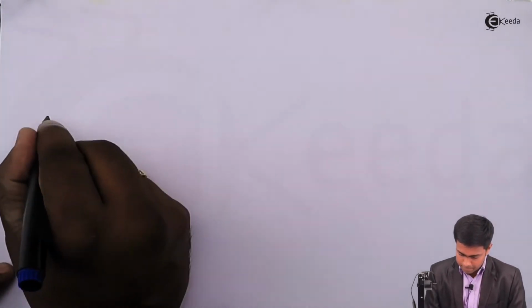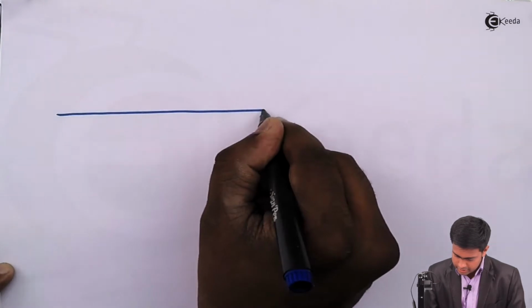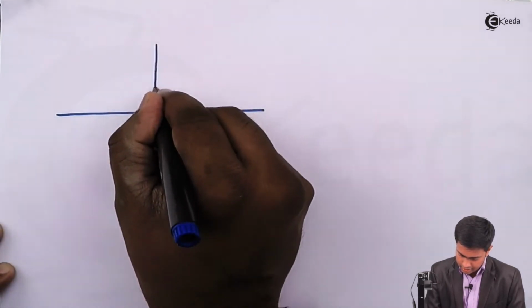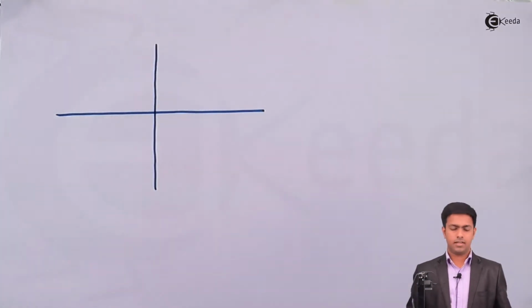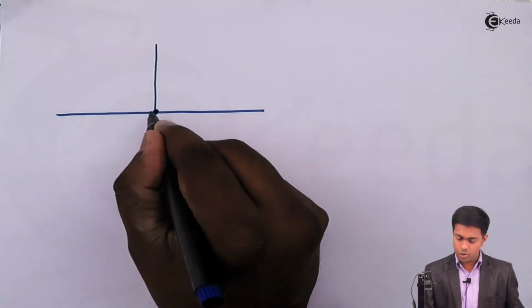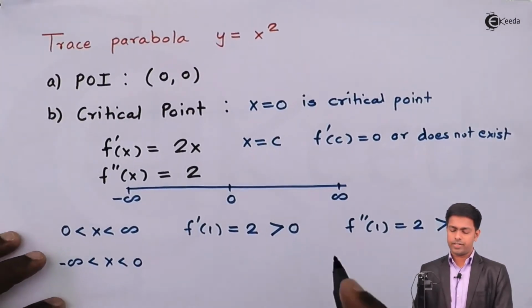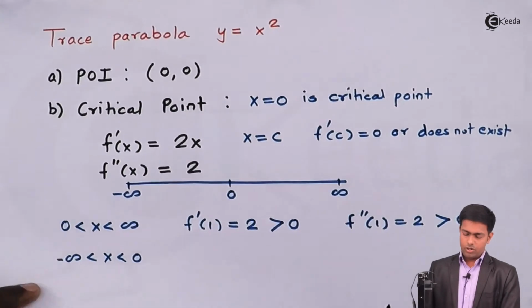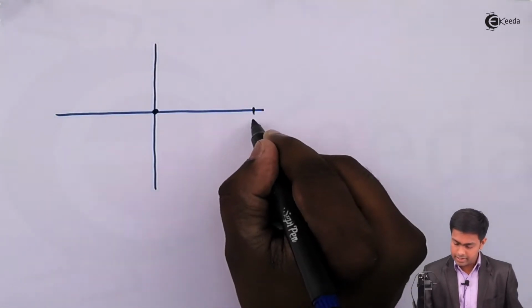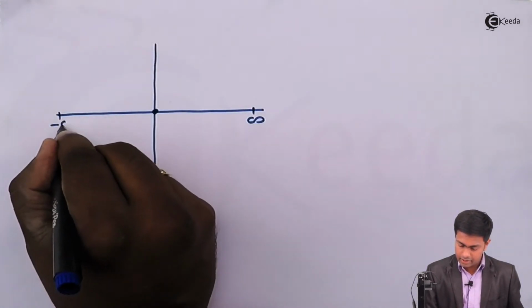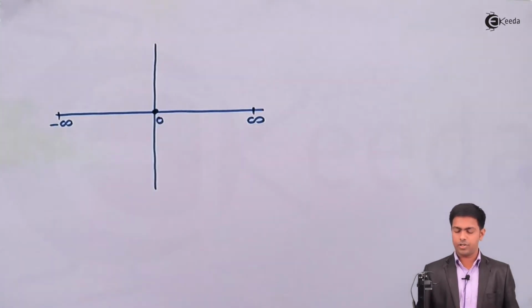So let's say this is the x and y axis, and this is the point 0, 0, which is our point of intersection. Now let's say that this is infinity and this is negative infinity, and this point is 0.